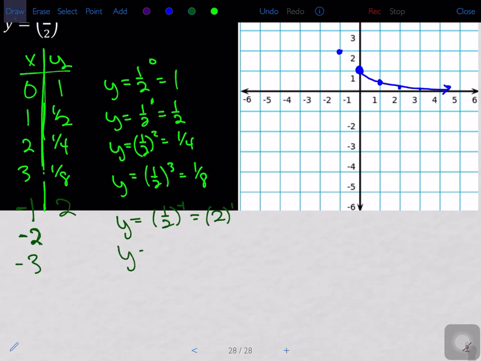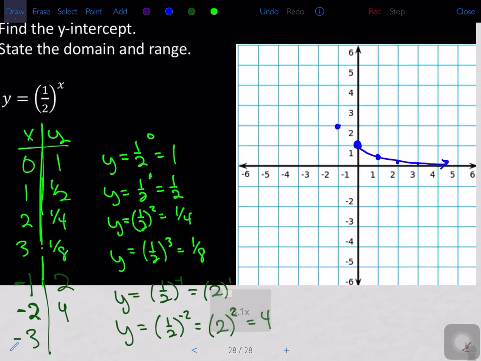Let's try -2. All right, so the first thing that negative does is it flips my fraction. And then we can do 2 squared, which is 4. So at -2, we're at 4. And I think you see what's happening here. We won't go any further.